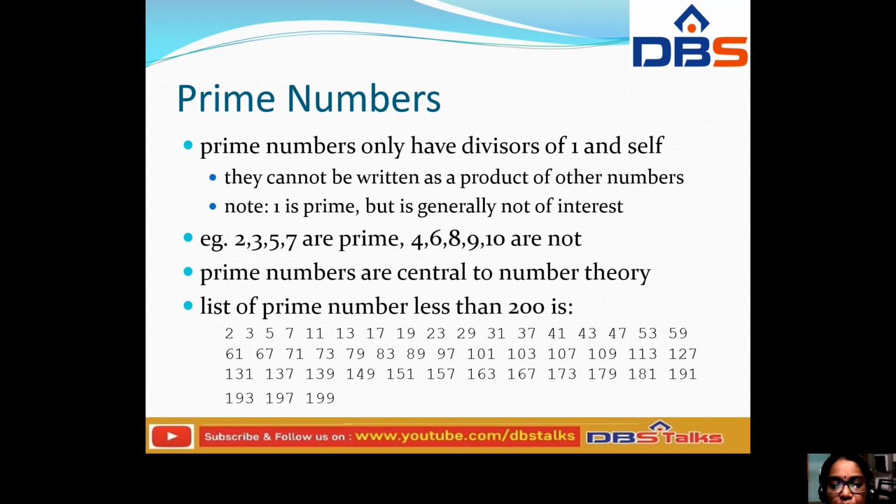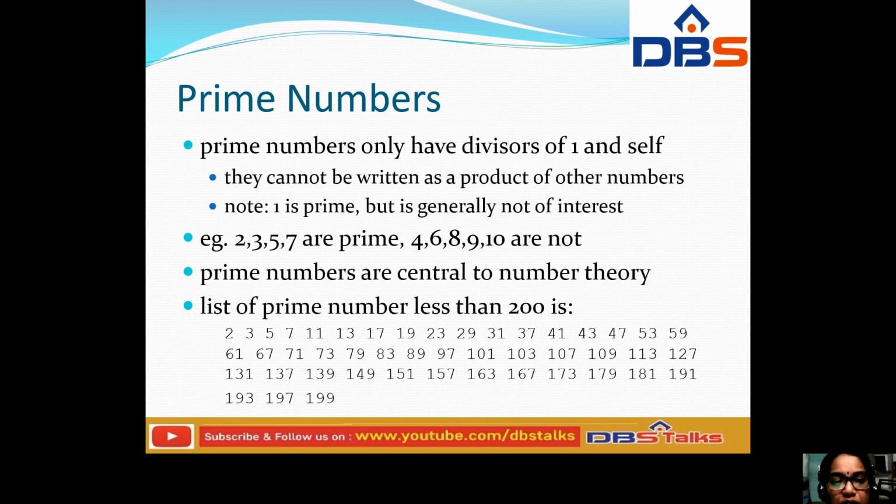If we take the example of 4 here, 4 can be divisible by 1, 2 and 4 also. So we can't say it is a prime number. 4 is divisible by other numbers as well as itself, so we can't say it is a prime number. And if we take the example of 5, 5 is divisible by 5 itself and it can't be divisible by any other number. So we can say 5 is a prime number.